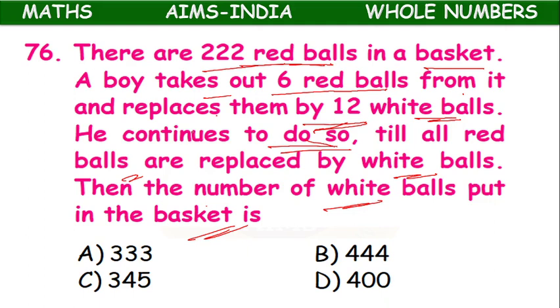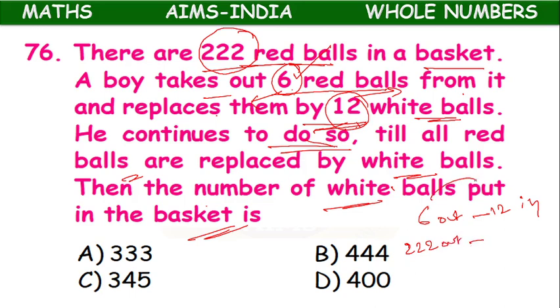So directly we can tell, there are total 222 red balls. He is taking 6 red balls out and keeping 12 white balls in, which means double. If he takes 222 out, double white balls he is keeping, then 444 he will keep in. So 444 white balls he will keep inside. So option B, 444, is the right answer.